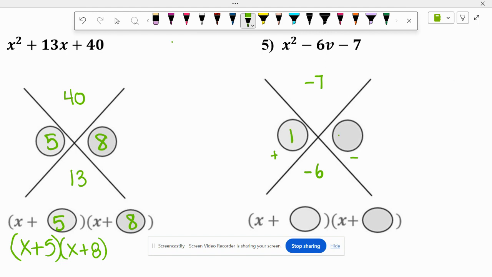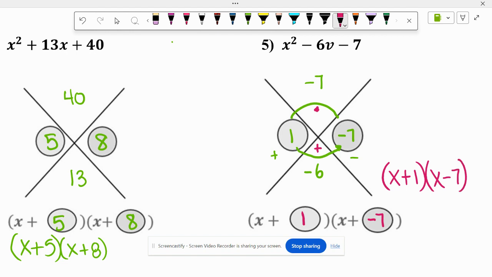1 and -7. Let's see. +1 times -7 gives me my -7. That works on the times side for sure. And then if I do +1 plus a -7, I get a -6. That's perfect. So x plus 1, x minus 7. x plus 1 times x minus 7.